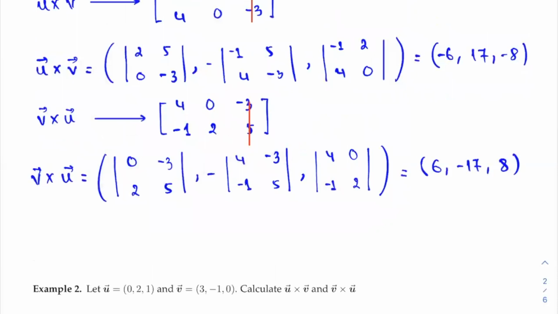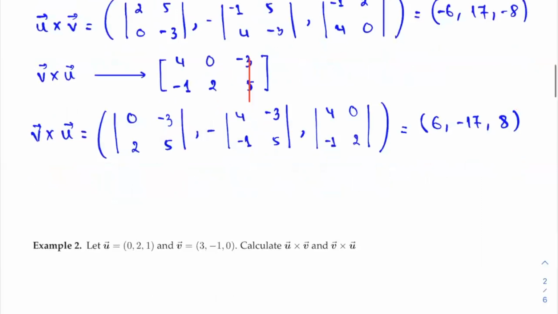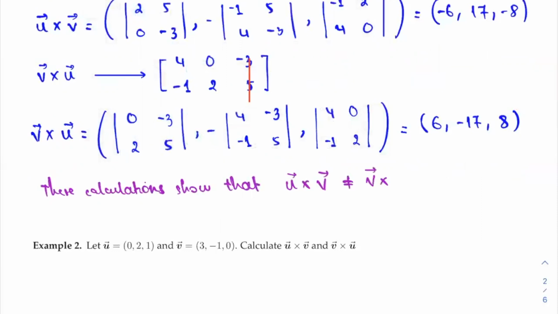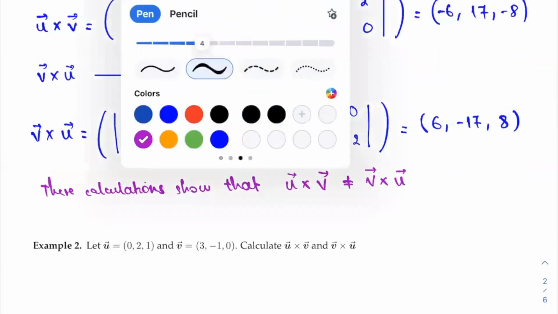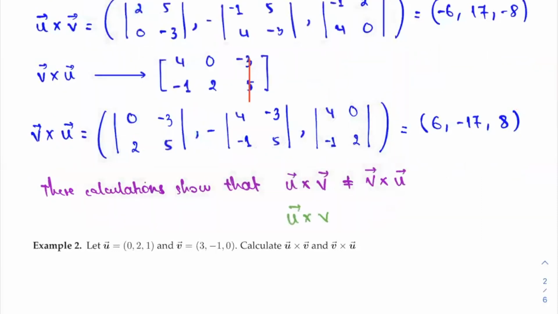And as you can see, the results of these two cross products are different. So you can conclude from these calculations that U crosses with V is different from V crosses with U. More specifically, U crosses with V is equal to the negative of V crosses with U. That means when you switch the order of the vectors in the cross product, you obtain the opposite result of the original cross product.